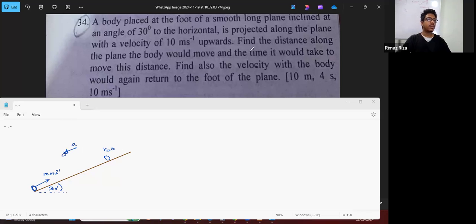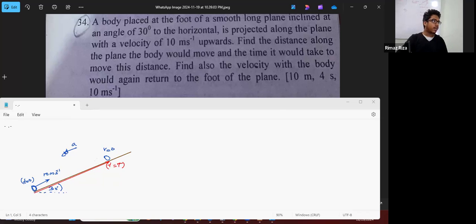Find the distance along the plane the body would move and the time it would take to move this distance. So we want to find the time. Let's say here the time is t equals 0, when it starts the motion. When it's projected at the foot, the stopwatch is started, and when it comes to here, the stopwatch stops, and the time reading is capital T. So we want to find that time and also the distance that has moved from here to here.